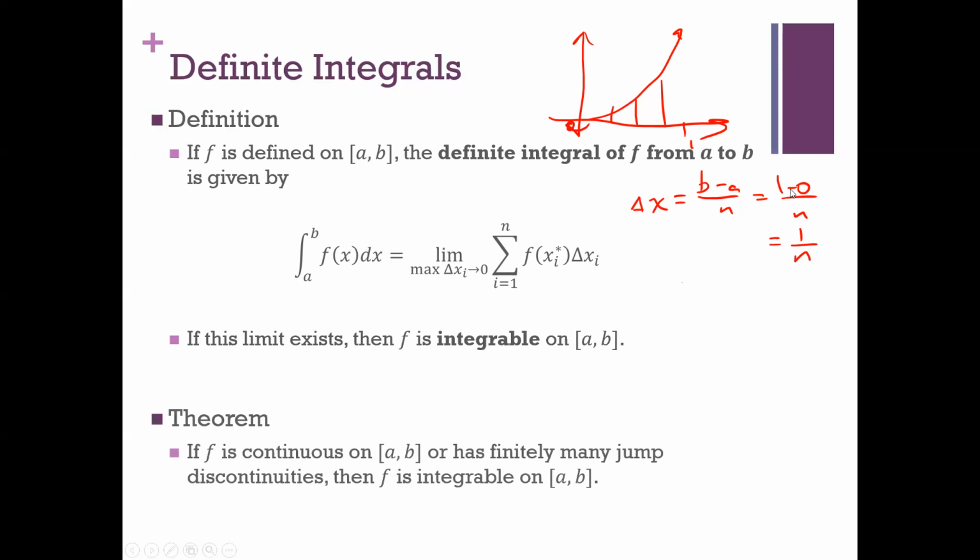I have more bullets on here. So if that limit exists, which, just looking forward, the only kinds of functions we're going to be talking about with integrals are going to be continuous ones. Continuous functions are always integrable. Their integrals exist. So theorem: if f is continuous or has finitely many jump discontinuities, then that will be an integral. We're not going to deal this semester with functions that have jump discontinuities, just continuous ones.